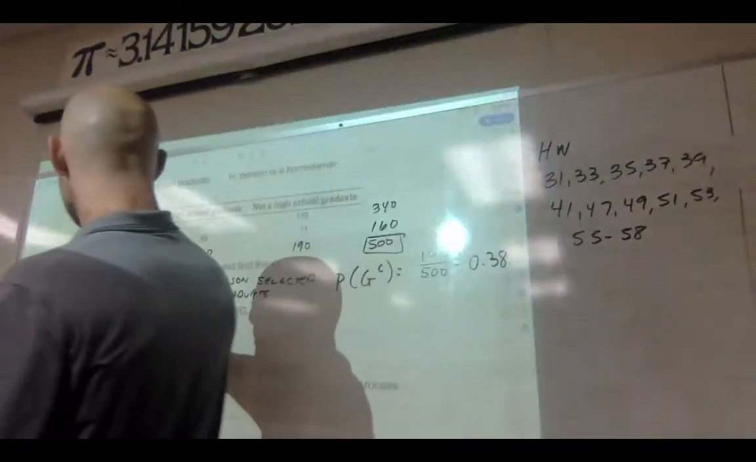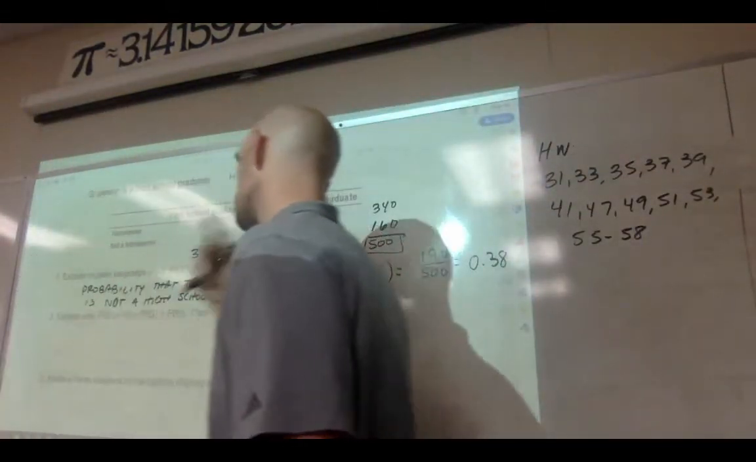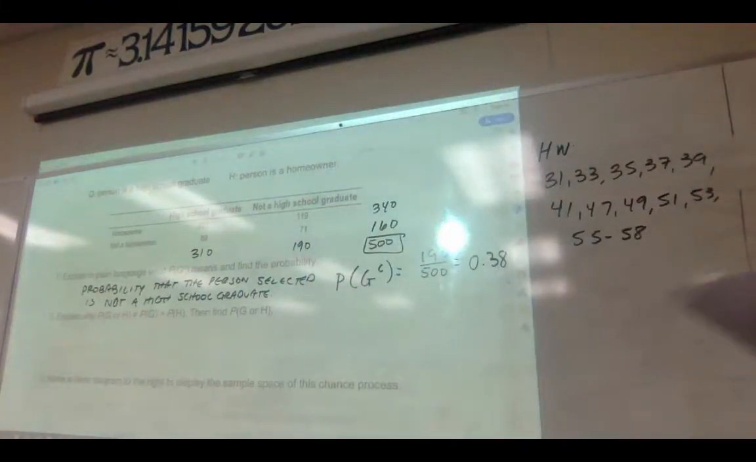Explain why P of G or H is not equal to P of G plus P of H. What do you think? Why isn't that equal to it? Not all homeowners are high school graduates. Because they're not mutually exclusive. There are some people who graduated and had a home, right? So some people fall into both categories.